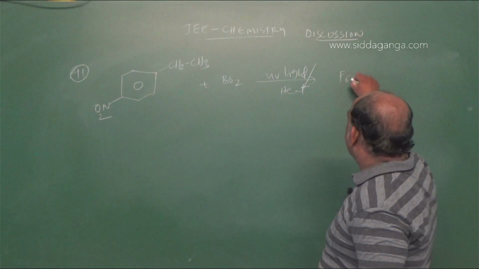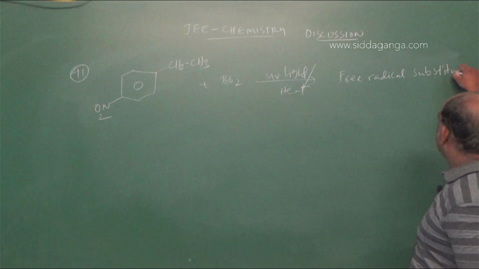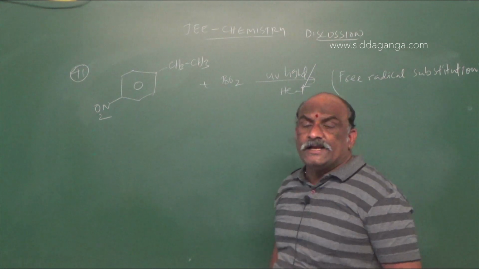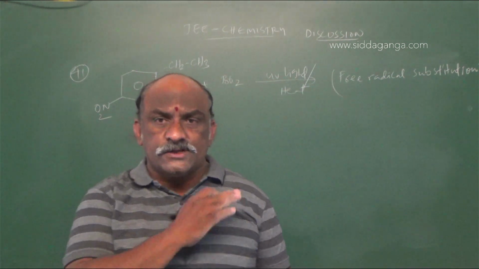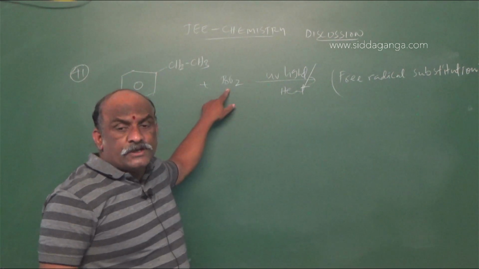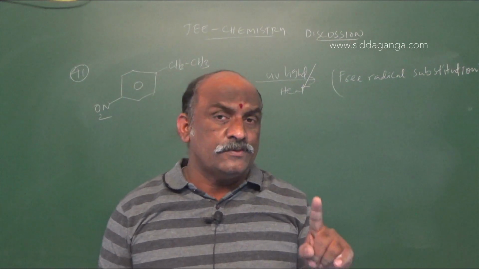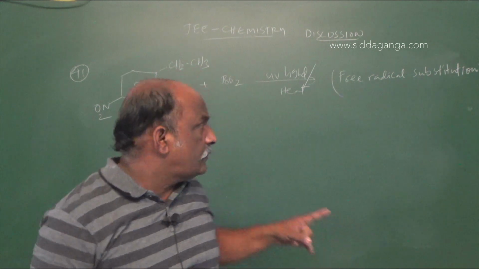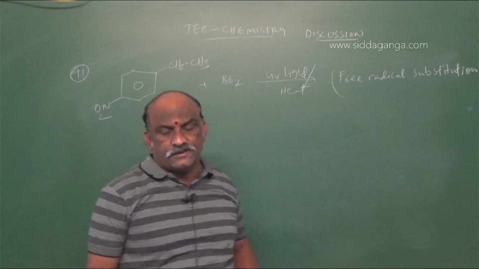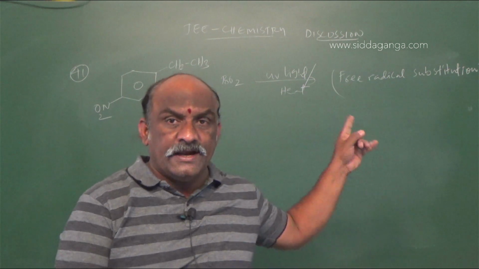Free radical substitution. This is an example for free radical substitution. So this is one of the substitution reactions. But where does bromine substitute? Bromine substitutes on the side chain of benzene, because the reagent is light or heat or temperature. Heat, light, temperature was given. That mechanism is followed via free radical substitution.